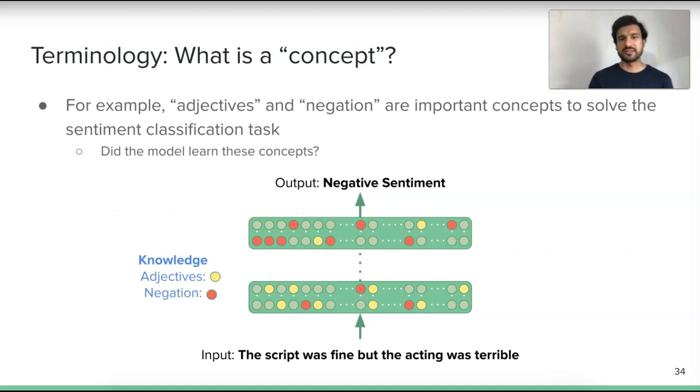For example, adjectives and negation are important concepts to solve sentiment classification tasks. So we want to question, did the model learn these concepts? And then using the concept analysis, we can identify neurons which are learning our concept of interest, which are adjectives and negation in this case.